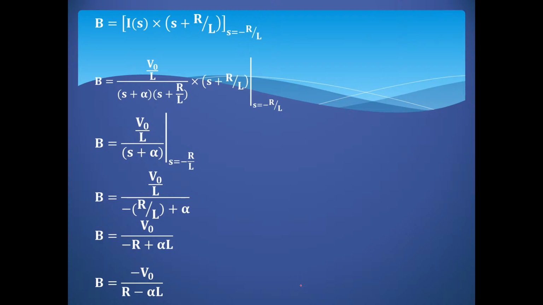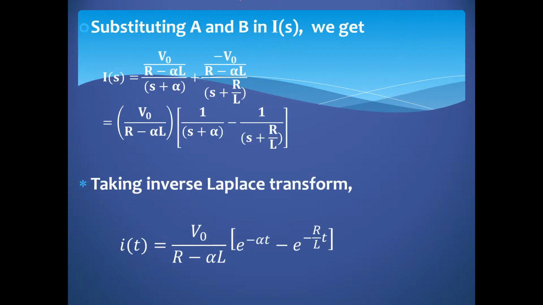I hope you have written the B value. Now substitute the A value and B value in the current equation. What is I of S? The A value is V naught by R plus alpha L. This is A. Whole divided by S plus alpha, plus the B value, this is B, B divided by S plus R by L.